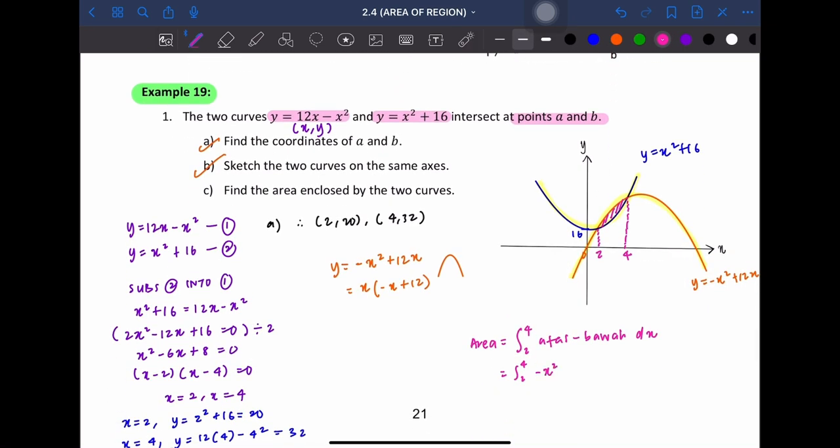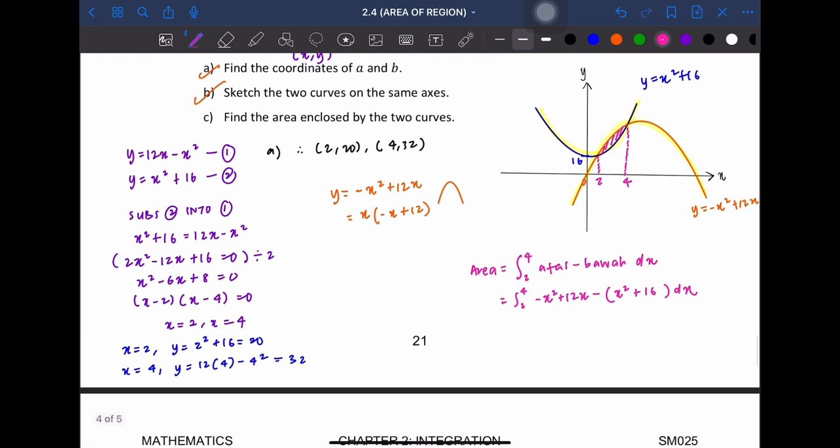Negative x square plus 12x, and then minus, don't forget your bracket. So function yang bawah adalah the blue one, this one. Okay, so expand: minus x square minus 16. So I can combine these two, become negative 2x squared plus 12x minus 16 dx. So you can directly integrate, become negative 2x cubed over 3 plus 12x squared over 2 and minus 16x.